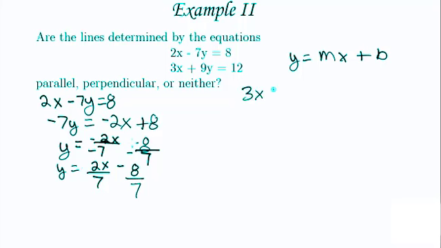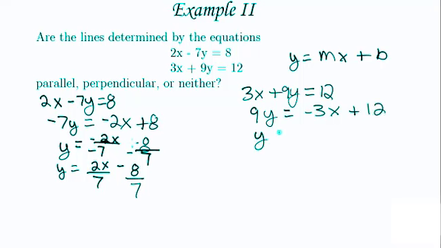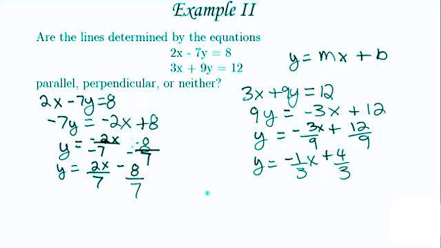Now, the second one, 3x plus 9y equals 12. I'm going to subtract 3x from both sides. That will give me 9y equals negative 3x plus 12. Then dividing both sides by 9, y equals minus 3/9 x plus 12 divided by 9, which simplifies to y equals negative 1/3 x plus 4/3. Okay, so I have both equations in the form y equals mx plus b.